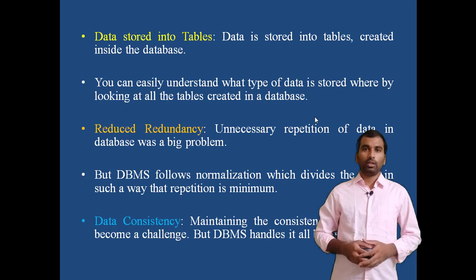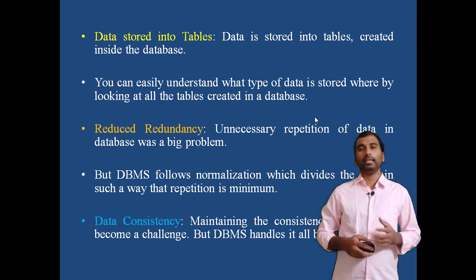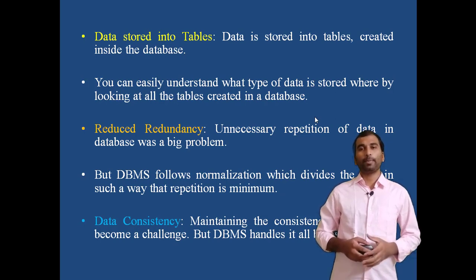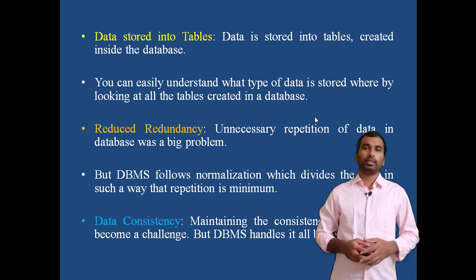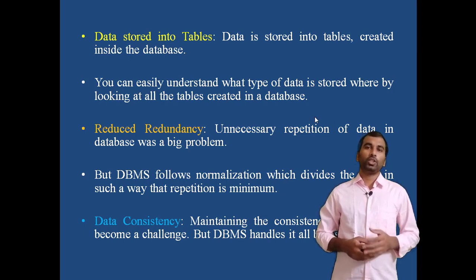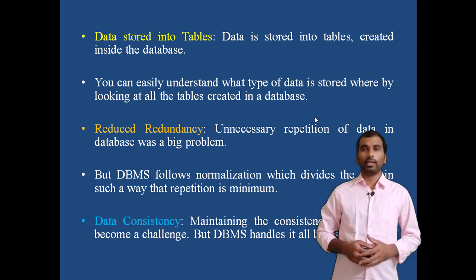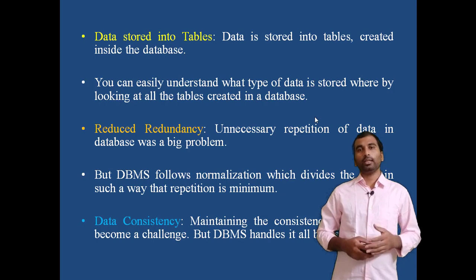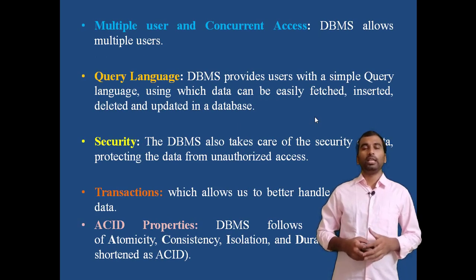Reduced redundancy. In the modern world, hard drives are very cheap. But earlier, when hard drives were too expensive, unnecessary repetition of data in a database was a big problem. But DBMS follows normalization, which divides the data in such a way that repetition is minimum. The third characteristic is data consistency. For data that is being continuously updated and added, maintaining the consistency of data can become a challenge. But DBMS handles it all by itself.